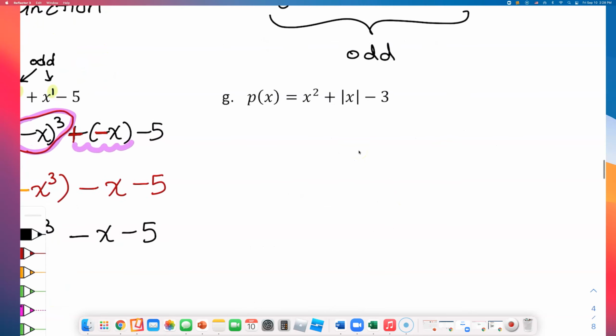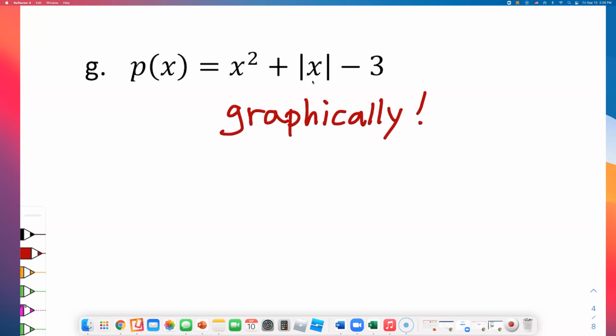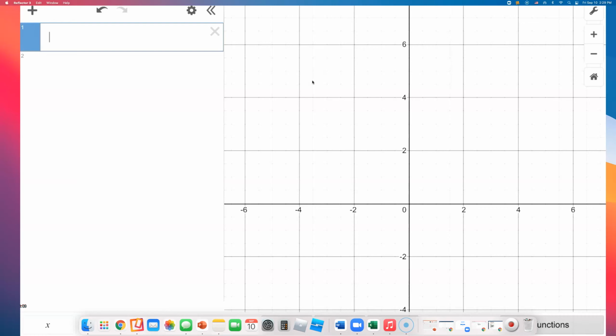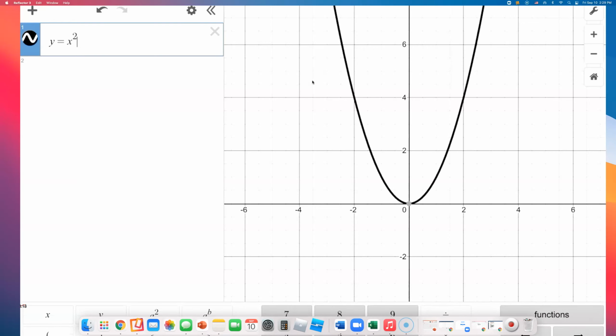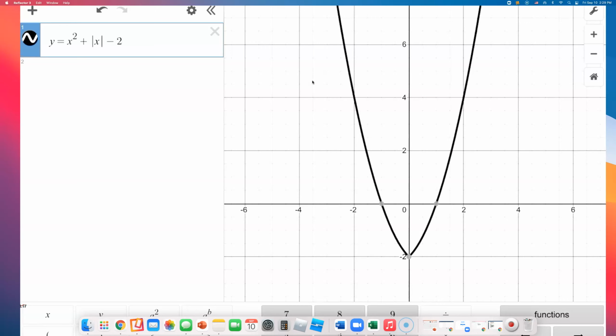Now, I can't really apply that exponent rule for this one because this middle term is an absolute value. So what I may do is try this graphically. I know they said algebraically, but I do want to see what it looks like. So the function has an x squared term first, right? I'll go ahead and type y equals x squared, and then plus absolute value of x, and what was the number? Minus 2, I think it was.